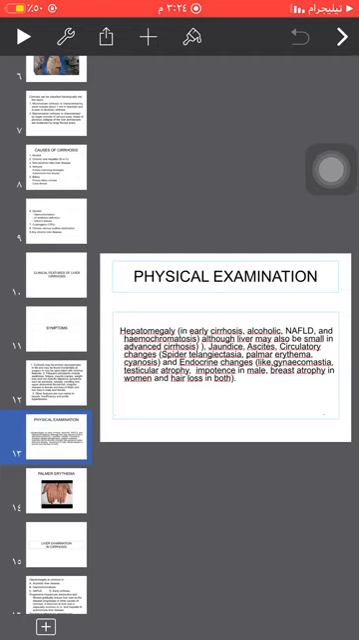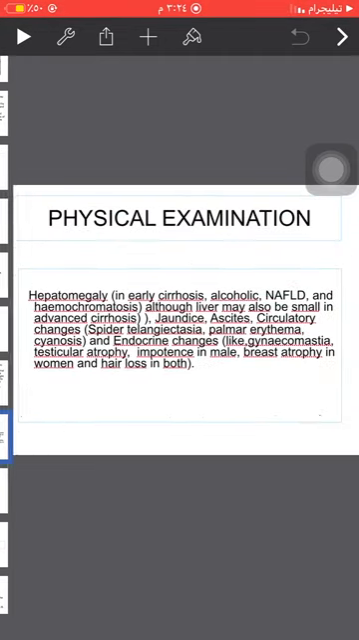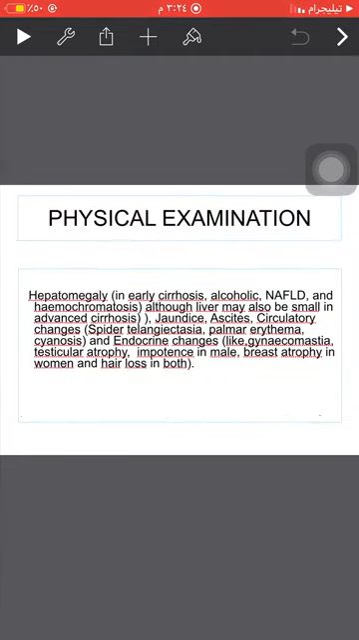نجي للphysical examination. hepatomegaly in early cirrhosis alcoholic ونن fatty liver disease وأيضا هيموكروماتوز، هذول يسوي لك hepatomegaly. although liver may also be small in advanced cirrhosis. يعني بالادفانس cirrhosis يكون small ولكن بالبداية يصير hepatomegaly. جوندس لأن باليوبي ما جاي تتصنع. ascites راح يصير لأن accumulation of the fluid بسبب portal hypertension.